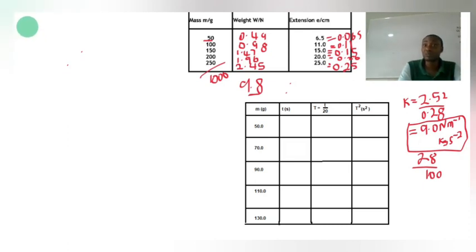So from Hooke's law of elasticity, we know that F is equal to Ke. Here, F is the weight. So just do this. K is equal to F divided by e. So we're going to get the various values for K and take the average.